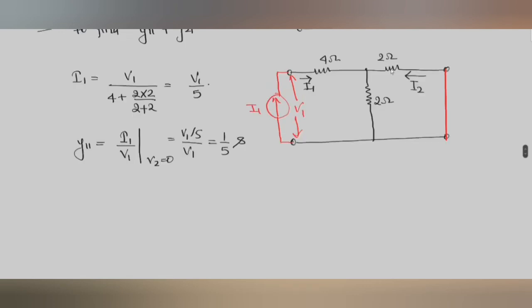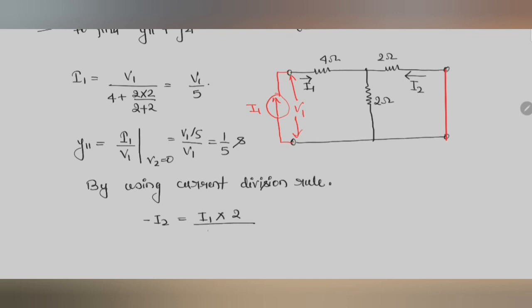Now we use the current division rule to find current I2, right? So minus I2, by using the current division rule, minus I2 is equal to I1 into 2 divided by 2 plus 2. Okay, so this will give you I1 by 2. And what is I1? I1 is V1 by 5, right? So this will be V1 by 10. Okay, so we got minus I2.